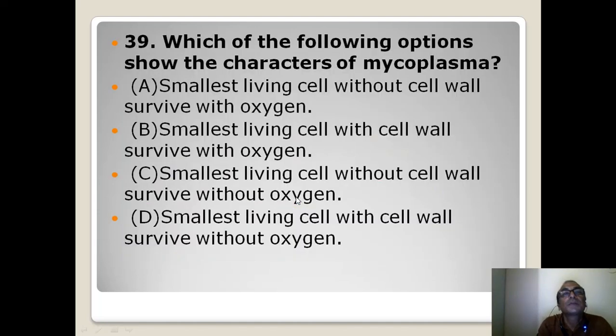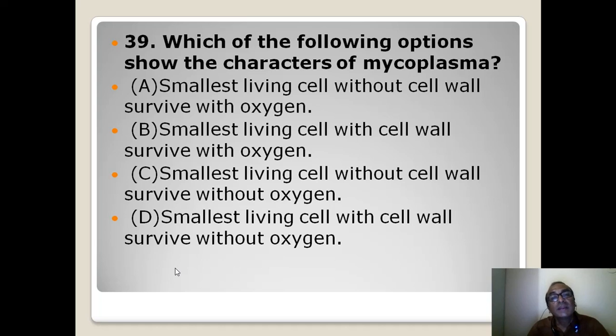Okay. Now question number 39. Which of the following options show the characters of mycoplasma? Mycoplasma are the smallest living cells, as we know. What are the options? Let us see. Smallest living cells without cell wall surviving with oxygen. Smallest living cells with cell wall surviving with oxygen. Smallest living cells without cell wall surviving without oxygen. So that should be the right answer.